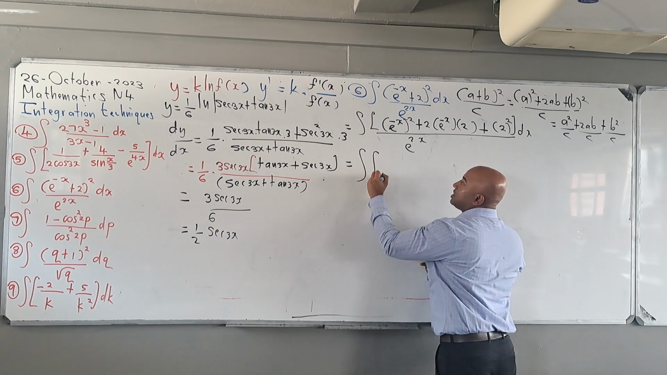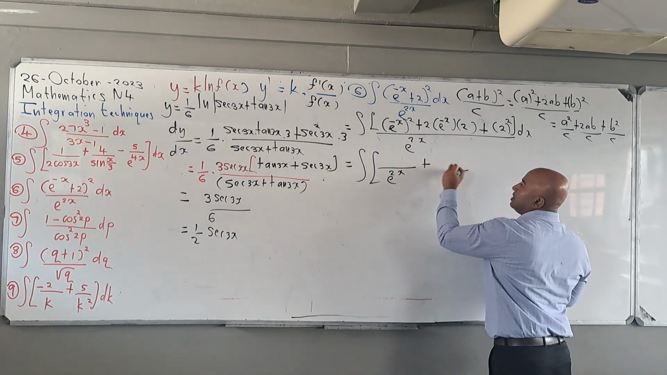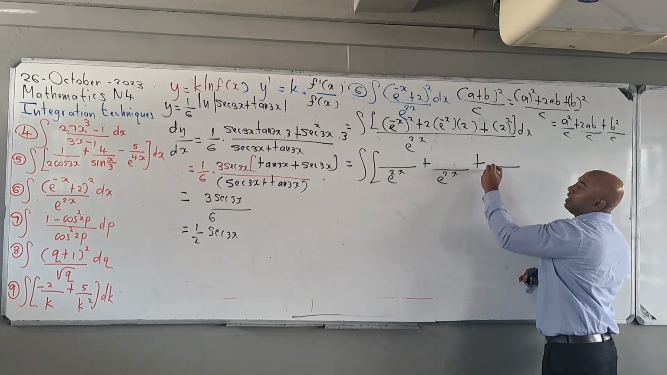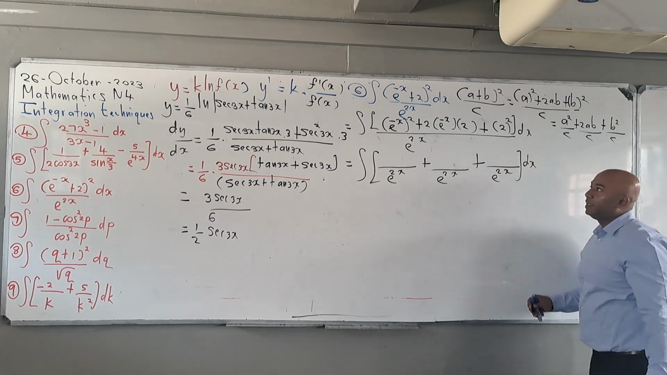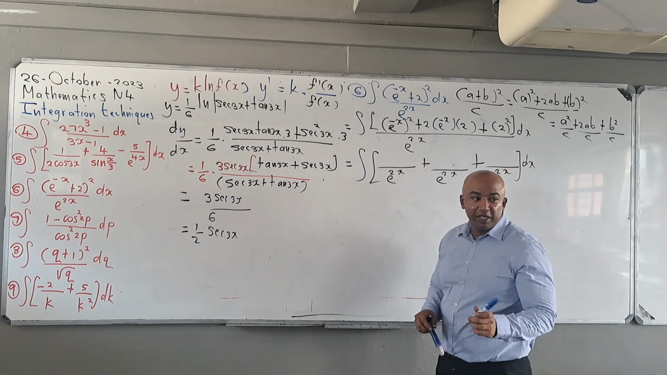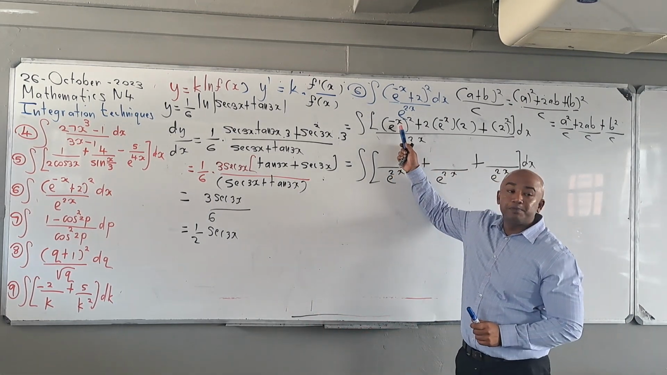So that's exactly what I need to do here. I'm going to take each term and divide it by e to the power 2x. I'm going to divide by e to the power 2x, and here by e to the power 2x. Okay, now be careful. You might know your integration, but you make one mistake here, everything goes wrong. Be careful. This is now exponent law.